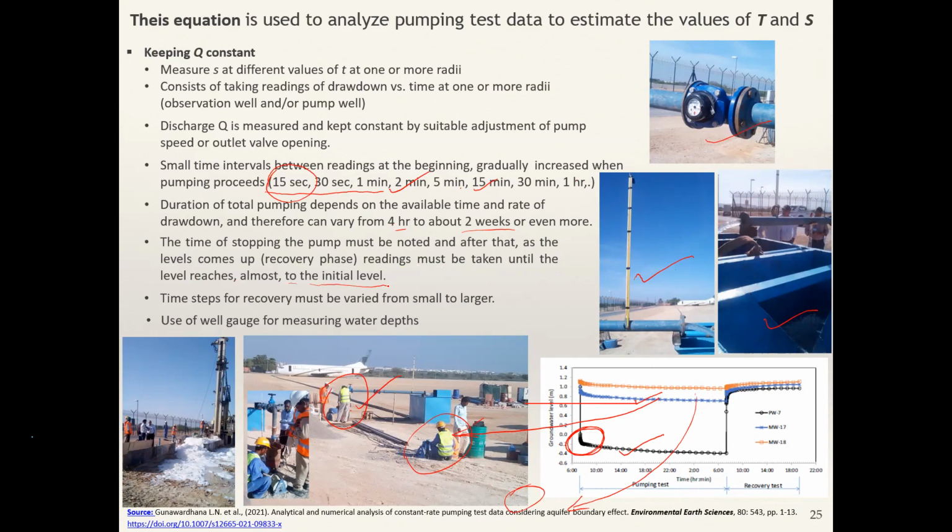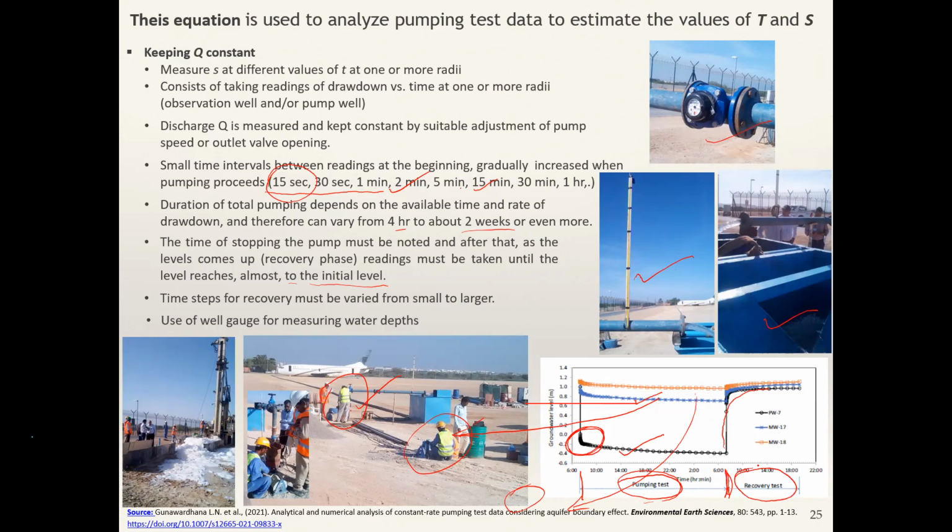Now you see in this test, from here to here, it is called the pumping test. You pump the water out. At this point, you stop pumping. So what happened? The recovery stage starts. Drawdown significantly starts reducing. The water level starts recovering. That is what we call the recovery test.